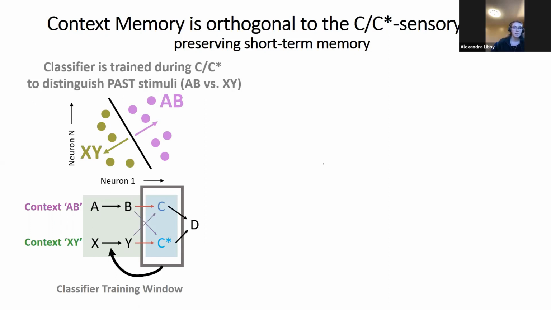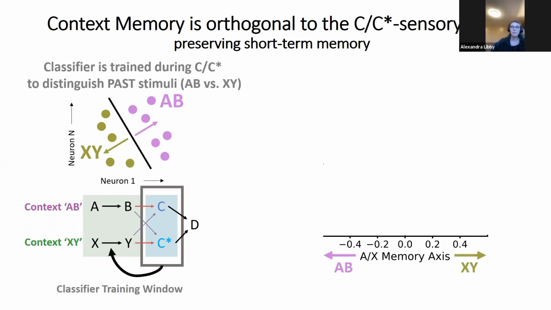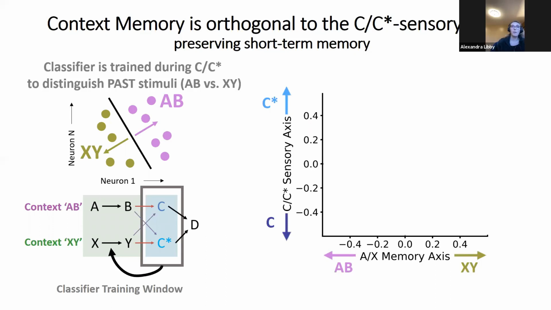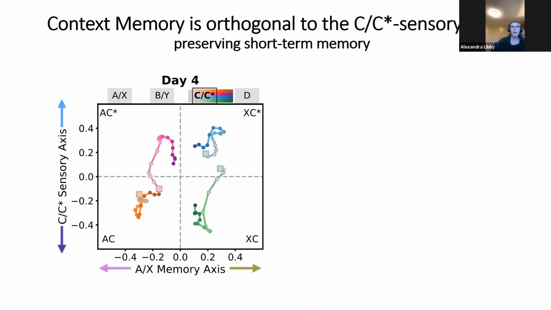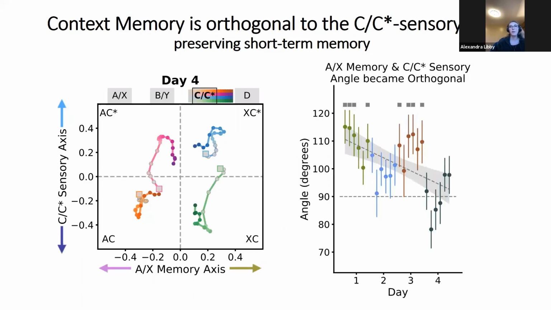So I'm going to plot the same state space as before, but this time I'm going to put the AX memory axis on the bottom and C/C prime on the y-axis. And again, I'm going to look at day 4 during the presentation of C/C prime. And basically what you see is that despite the fact the animal has learned these predictions, along the memory axis, the encoding for A and X is preserved. And unsurprisingly, if we look at the relationship between the memory and the sensory axis, we find that over time, by day 4, it's about orthogonal.